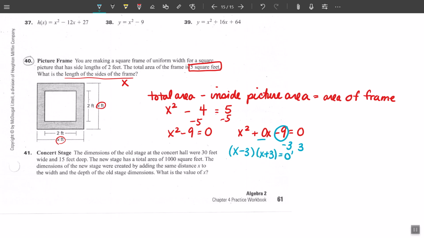We set both of those equal to 0 because the whole equation itself is set equal to 0. So we can set both binomials equal to 0, and we end up with x equals 3 and x equals -3. Now here's where you have to use your common sense and take the positive value. We're solving for this x over here. What's the length of the side of the frame? You cannot have a negative length, so we just disregard the negative for this particular problem. We want the positive solution. And then make sure you add your label back on. So the length of that side is 3 feet.